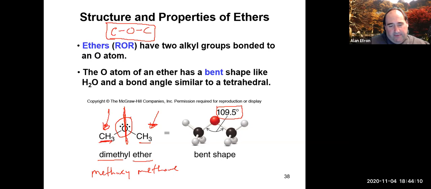Methoxy, because this is a methyl group with oxy at the end of it, and the longest carbon chain is a methane. And that's how you would come to that IUPAC way of naming. So for us, we won't go that way.